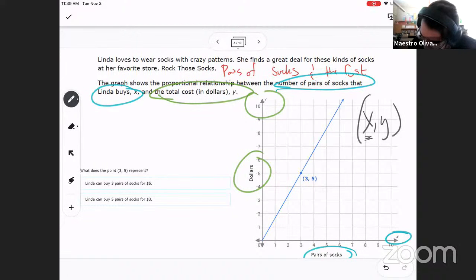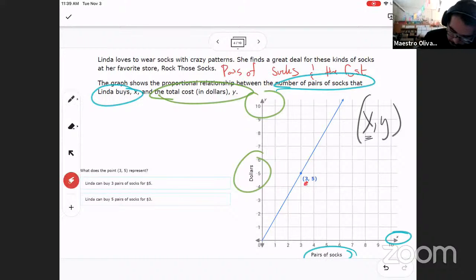Okay. Edgar, can you please unmute yourself and let us know what do you think this 3 represents? Is it the number of socks or is it how many dollars it costs? Brian, can you go ahead and unmute yourself and read out what you sent to me?